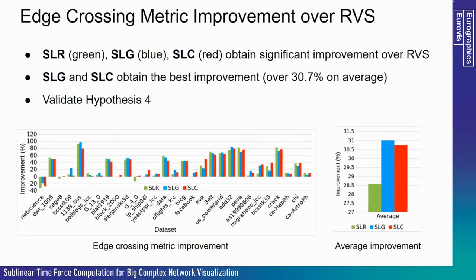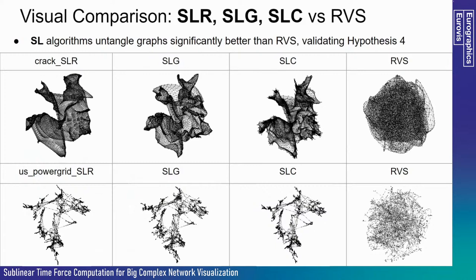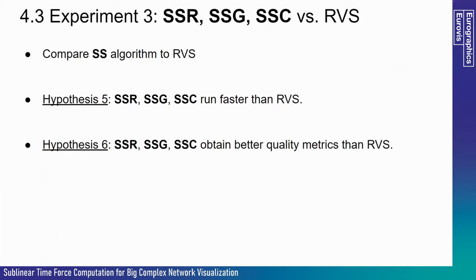And further, we also present the visual comparisons of the results of the SL algorithms compared to RVS. Here, you see that the SL algorithms untangle graphs significantly better than RVS, which further validates hypothesis 4. In experiment 3, we now compare SS algorithms to RVS. And again, we hypothesize that all the SS variations run faster than RVS, and that all the SS variations obtain better quality metrics than RVS.